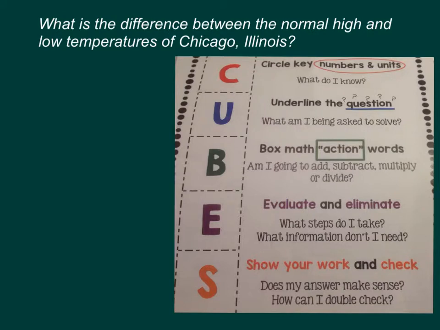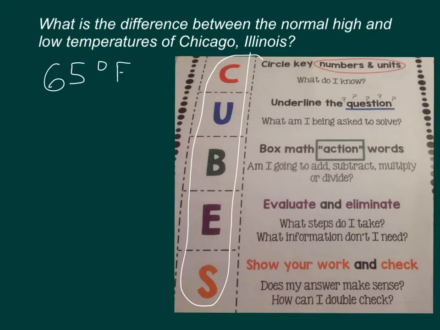Friends, using this sheet that spells the word CUBES right here will help us in answering our number story or comparison story problems. So the first thing it says is circle key numbers and units. Well, we actually don't know the numbers, but we do if we remember from the map on the other page that the high temperature was 65 degrees in the spring and the low temperature was 44 degrees.